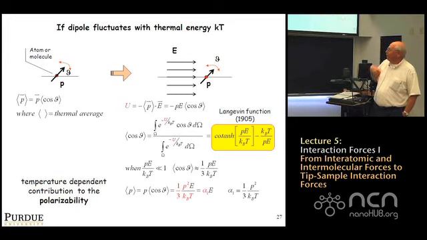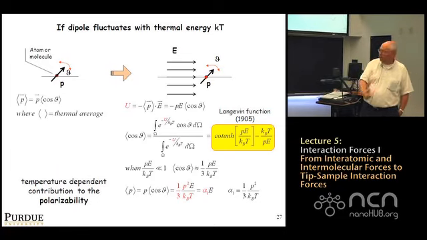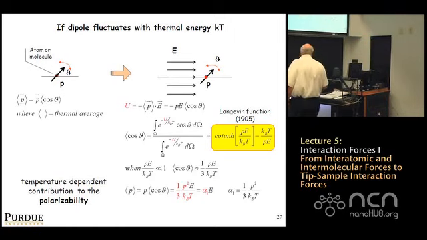And that all means, at the end of the day, that you've got another contribution to the polarizability, right? Because you can write an equation for the thermally averaged dipole moment in terms of the applied electric field, in terms of another parameter alpha 1, and that parameter alpha 1 is temperature dependent. Okay?